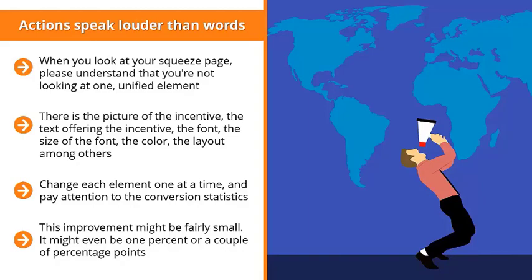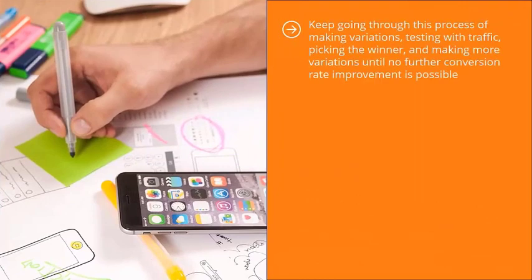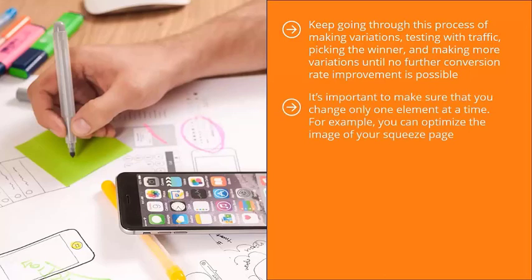Run traffic through all the variations and see if you can improve your conversion rate. Keep going through this process of making variations, testing with traffic, picking the winner, and making more variations until no further conversion rate improvement is possible. At this point, you should make variations of another element on your squeeze page. It's important to make sure that you change only one element at a time.